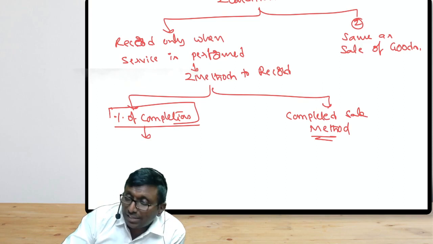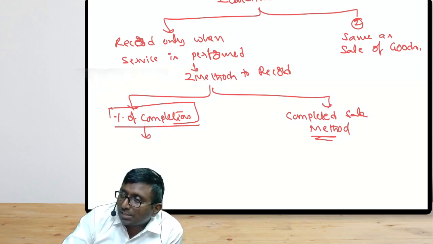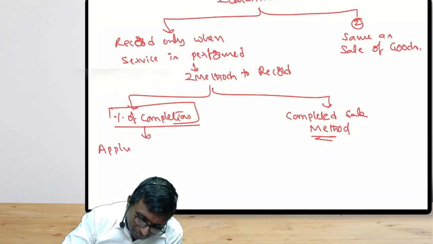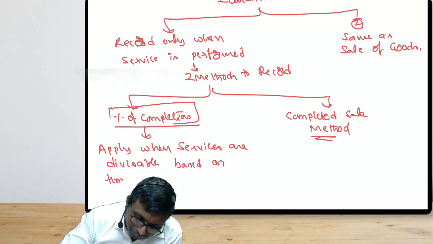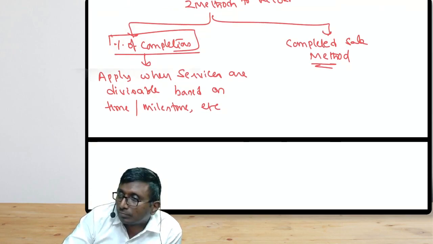Correct na? Percentage completion method means basically when do you apply, sir? Will apply when the services are divisible services. Divisible based on time or milestone or some other way. It is not one service, it is divisible.